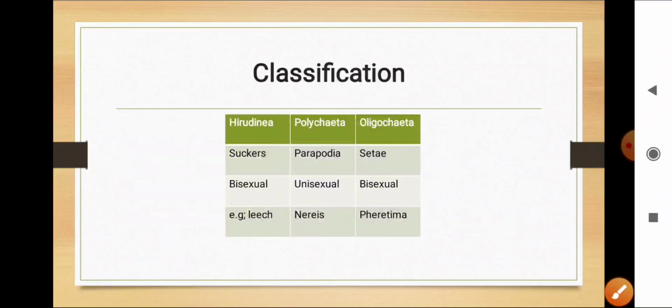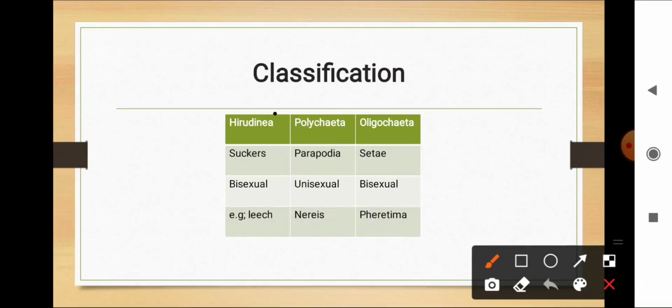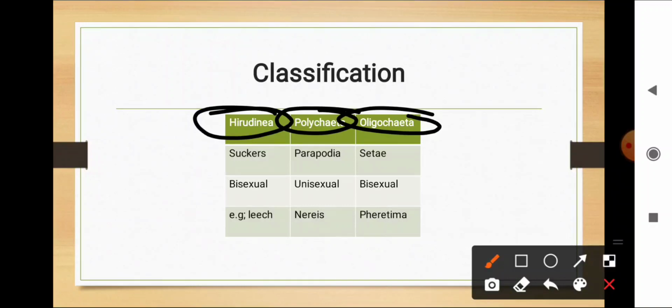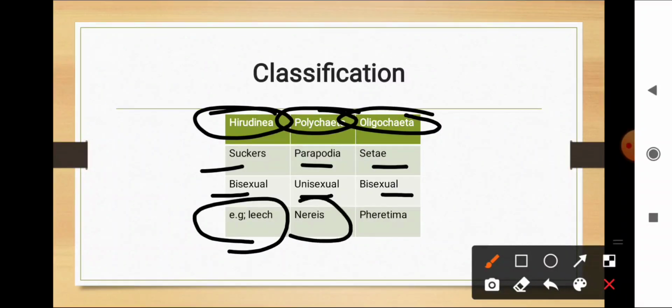If we classify it further into subclasses, then there are the classes Hirudinea, Polychaeta and Oligochaeta, HPO, based on the presence of suckers, parapodia and setae. Bisexual, unisexual and bisexual. Some examples are leeches, some examples are Nereis, and some examples are Pheretima. Okay.